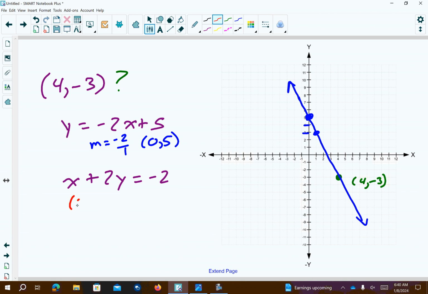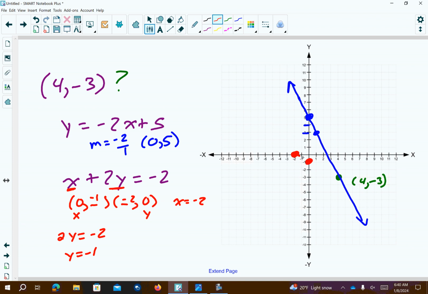This one's going to be the cover method, so 0 comma blank, and blank comma 0. So remember, that's an x value, so let's cover that up. So I get 2y equals negative 2. Divide both sides by 2, so you get y equals negative 1. So 0, negative 1 is right here. This next one, this is a y value, so I'm going to cover that up. So I'm going to get x equals negative 2. So negative 2 is right there.